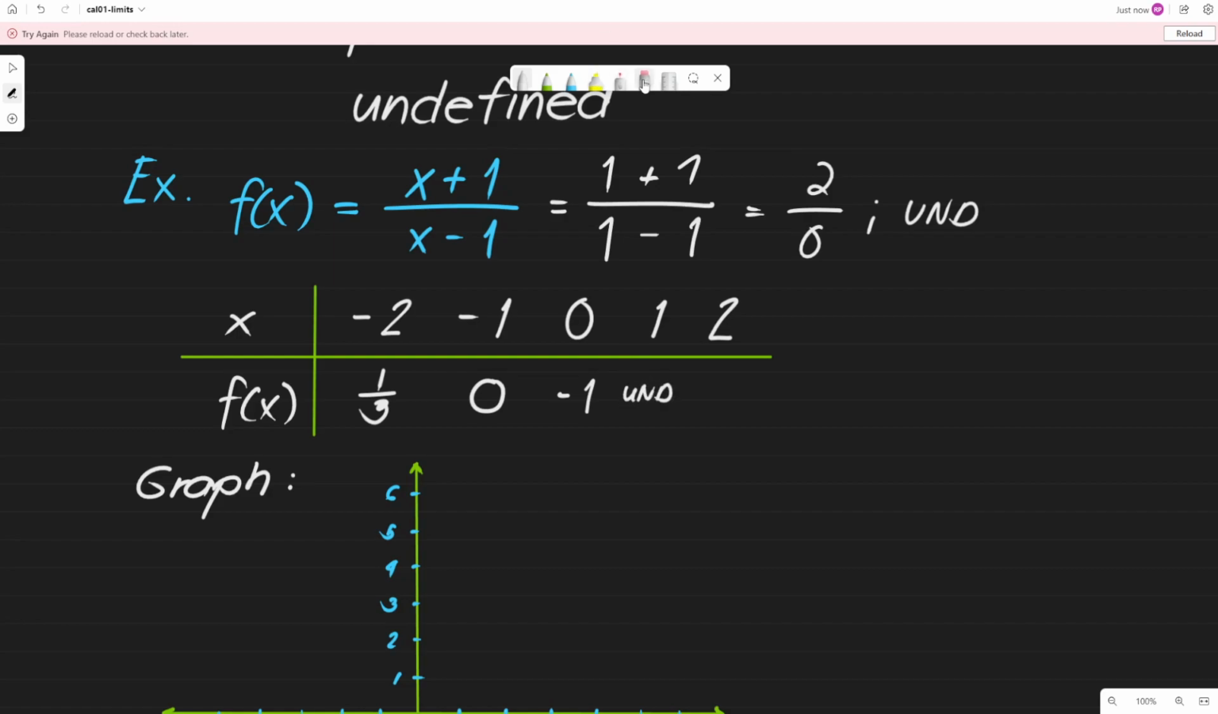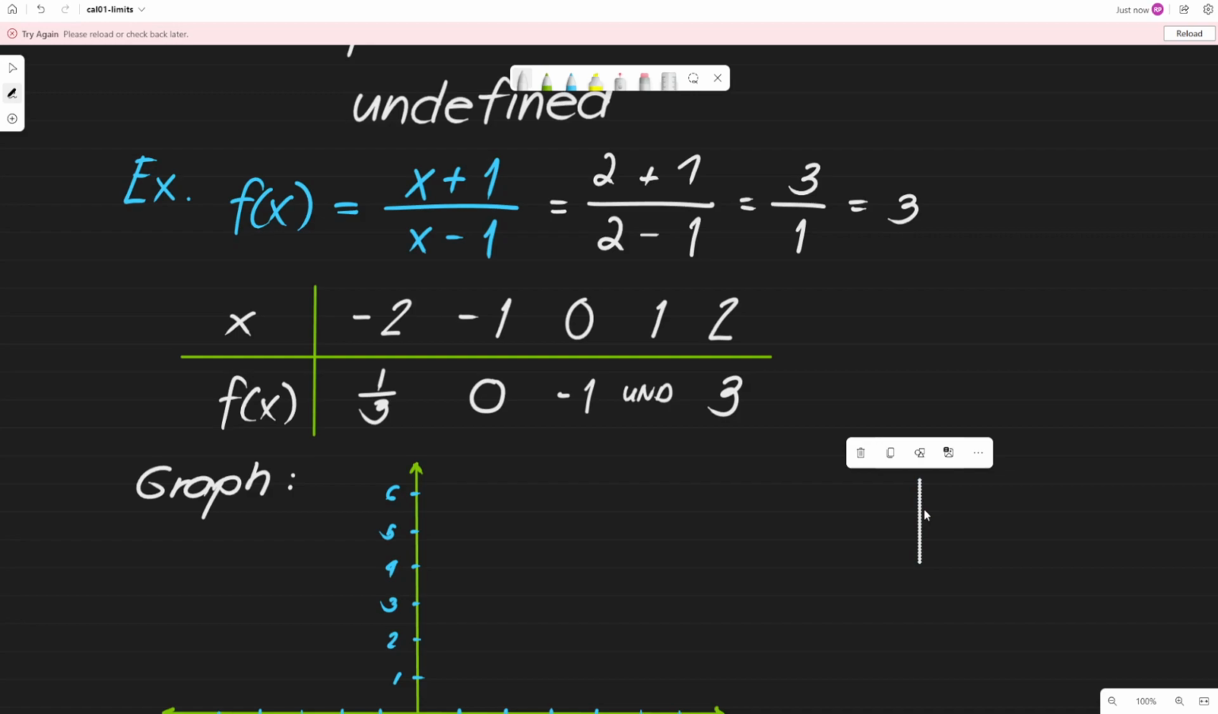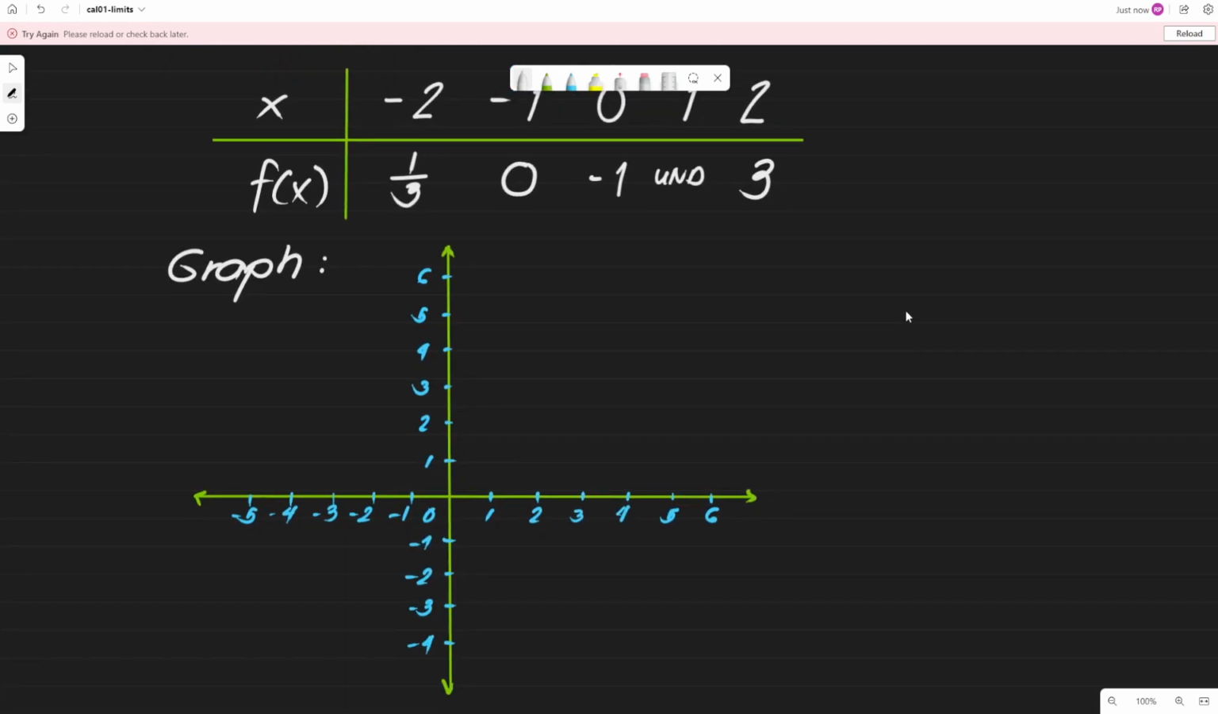And last, for 2, we put 2. Okay, 2 plus 1, that is 3, over 2 minus 1 is positive 1. So we have positive 3. So we put that here. So let's try to graph to visualize what the function looks like at its breaking point. We can see here we have values of f of x for all the values of x except 1, where the function becomes undefined. That is our limit, meaning the limit of the function is 1.